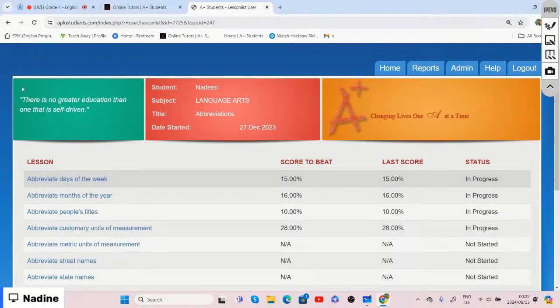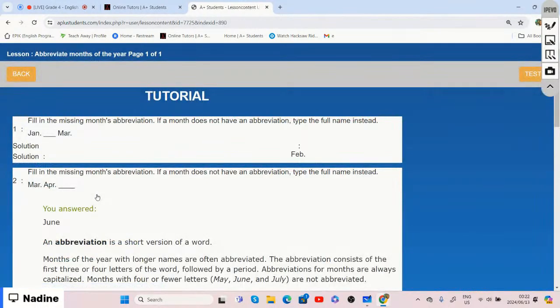All right, so now let's go to abbreviating months of the year. Now we're going to abbreviate months of the year. And we said with months of the year, we abbreviate also, it must either be the first four letters or the first three letters of the specific word, right? And words like May, June, and July, it's going to stay the same because they are already shortened words. May is three letters, June and July are four letters, right? So it's already short.